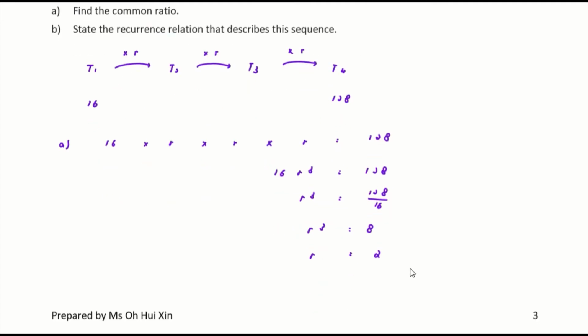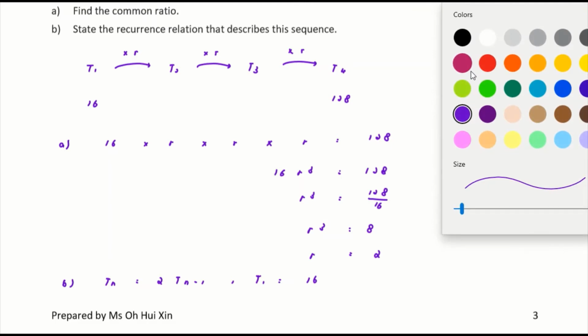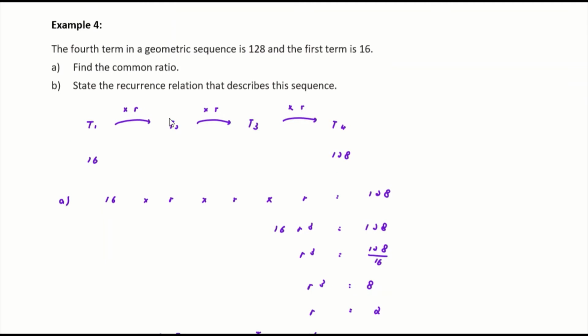So I think that is easy, right? After we got this, now we can state the recurrence relation: Tn equals times 2 the previous term, and our first term is equal to 16 in this case. After you get this answer, you can actually check it. For example, it's times 2, so check whether it's correct. 16 times 2 is 32. 32 times 2, you get 64. 64 times 2, you get 128, which you know is correct.